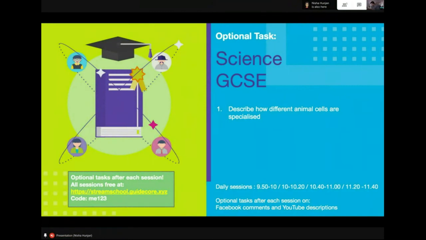All right, cool. So here is the optional task for science. It was biology today. It is describe how different animal cells are specialised. Hopefully you got the answer to that from that session.